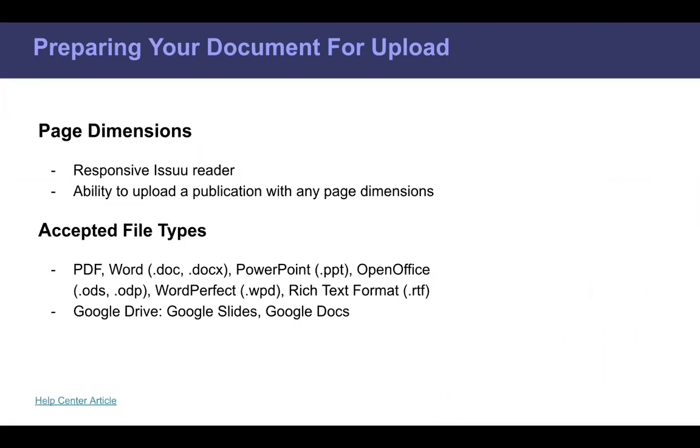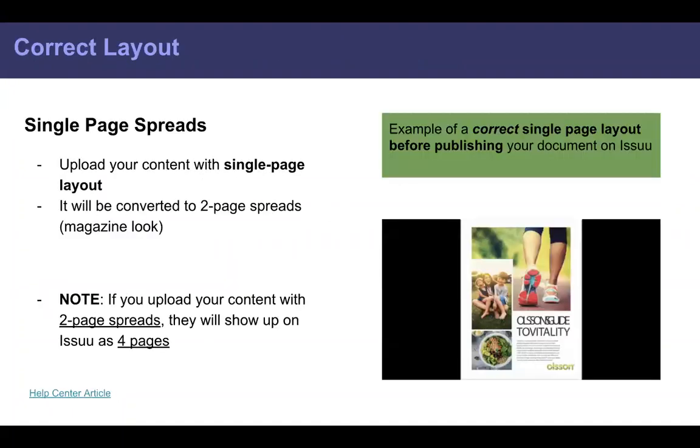And also in here are all the file types listed. Of course, the most common and the easiest one for us to convert everything properly is PDF. So if you can, always remember to export your publication as PDF before uploading it to Issuu.